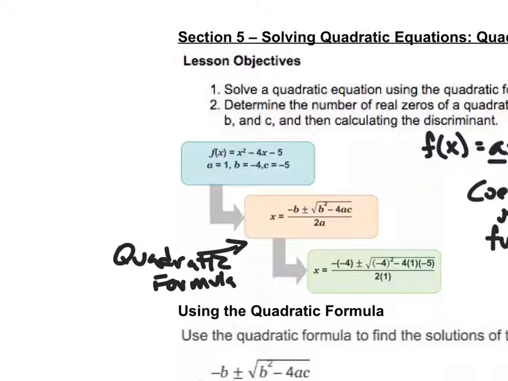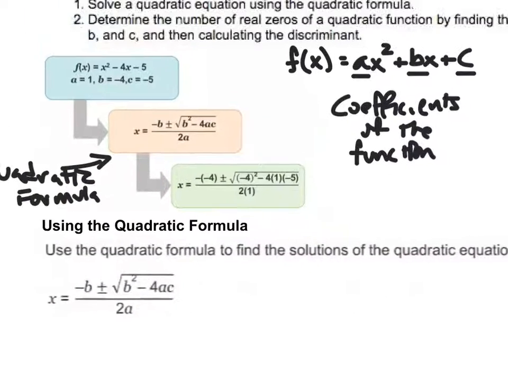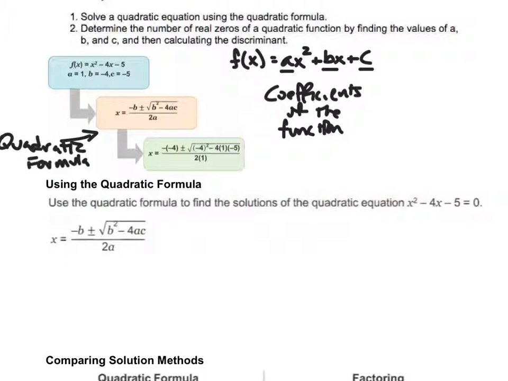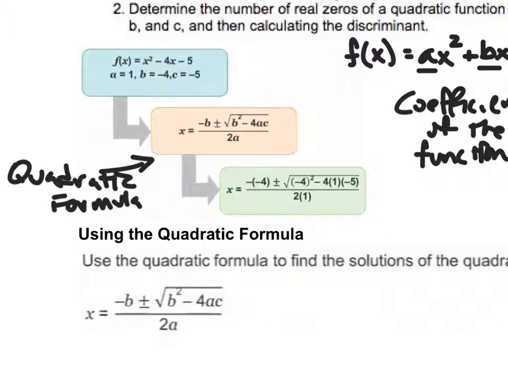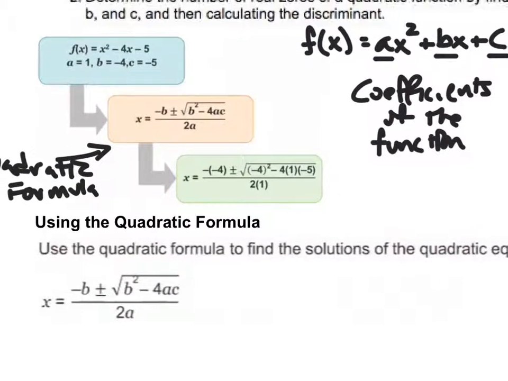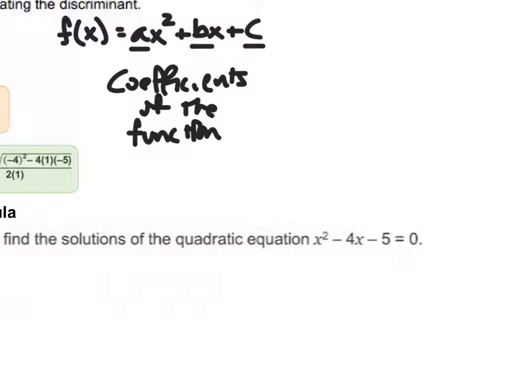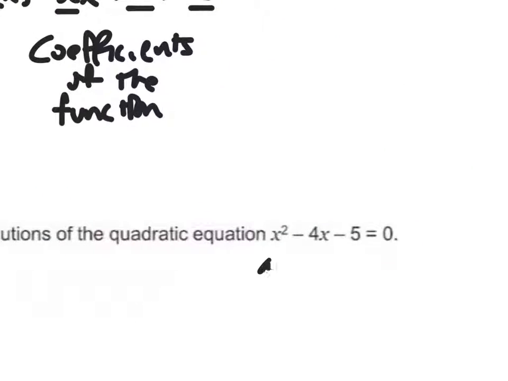Okay, so this is the same question here. Use the quadratic formula to find the solutions of the quadratic equation x squared minus 4x minus 5 equals 0. Okay, so what we're going to do is find our a value, our b value, and our c value.